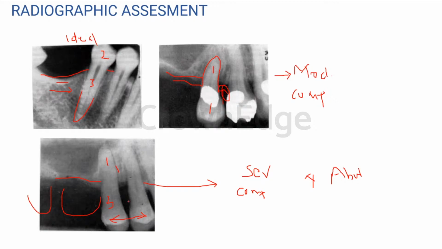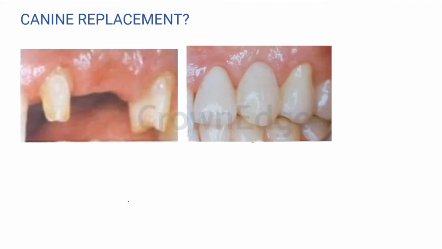So you know there is some amount of mobility and that will not be a good abutment. Okay, so this is how you go about doing a radiographic assessment for your abutment teeth.